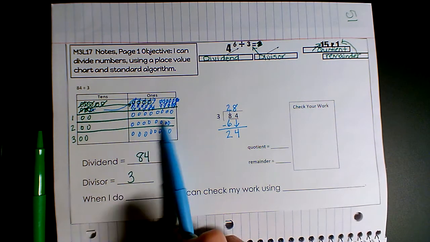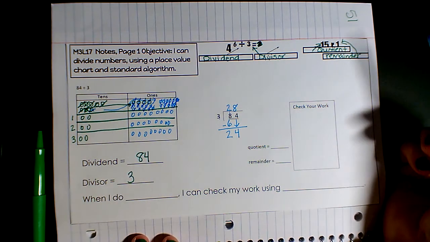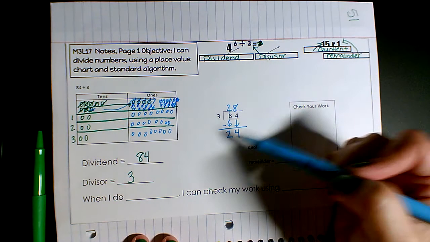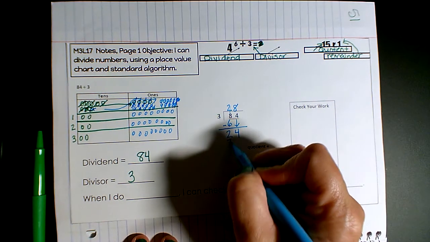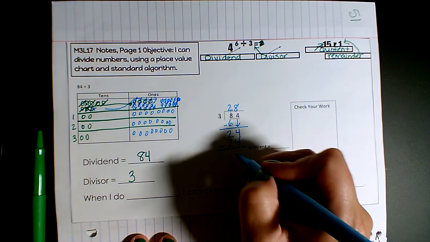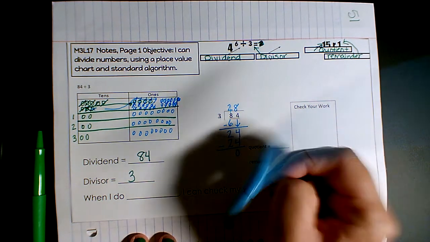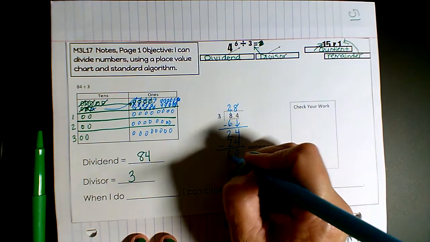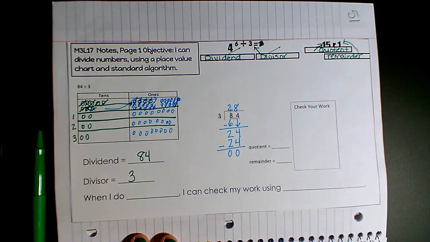Because what were my groups? There were groups of 8. There were 3 groups of 8. Well, 8 times 3 is 24. So I'm going to write a 24 down here. Okay, and then I'm going to minus that. 24 minus 24 is 0. Sorry, 4 minus 4, 2 minus 2 is 0.